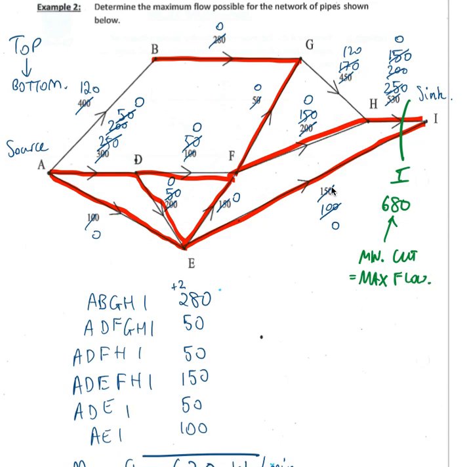Just to compare, if I look at this over here, let's call that cut 2. If I add them up, 400, 700, 800. If you have not found your minimum cut, the value will be larger. See how this 800 is not the minimum cut value because we have 680 over here.